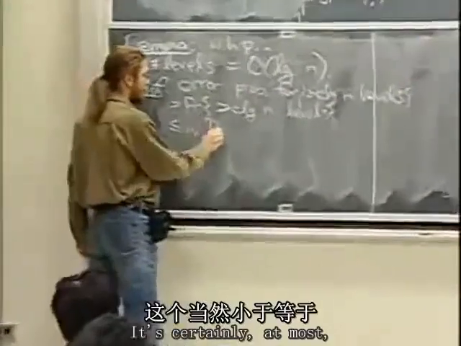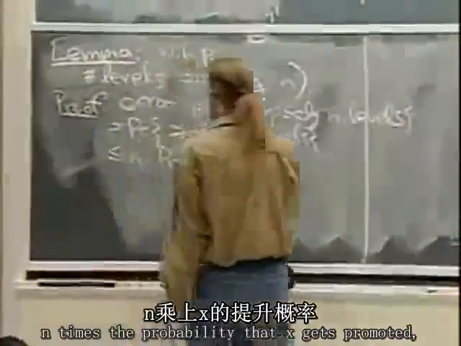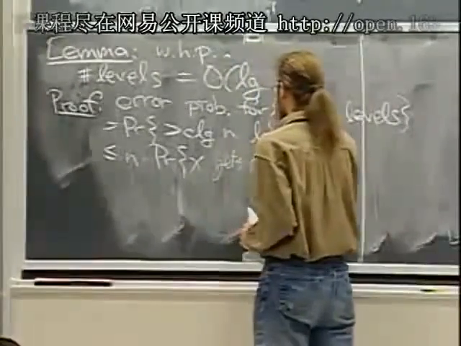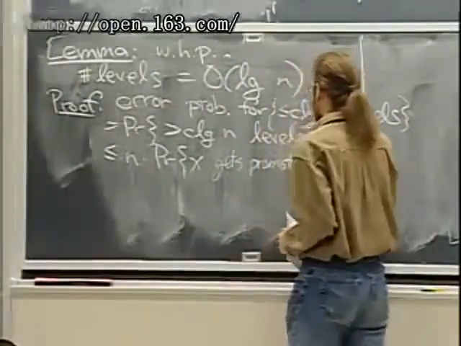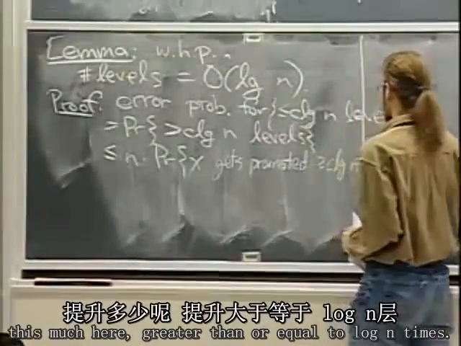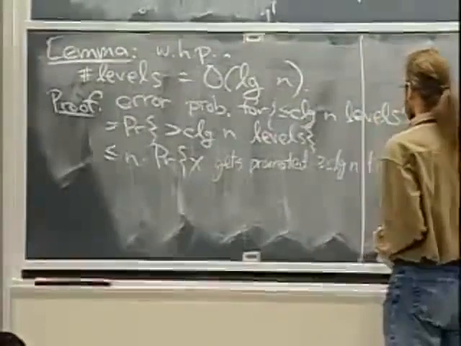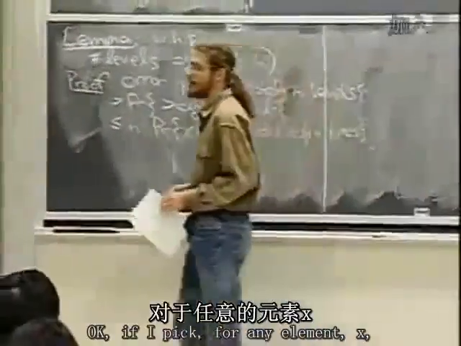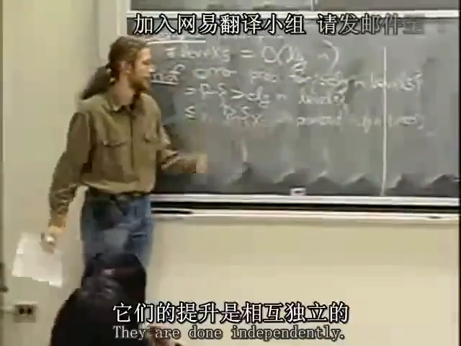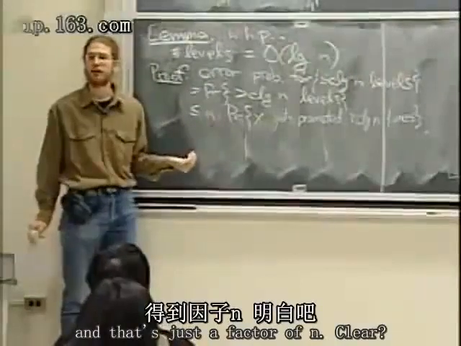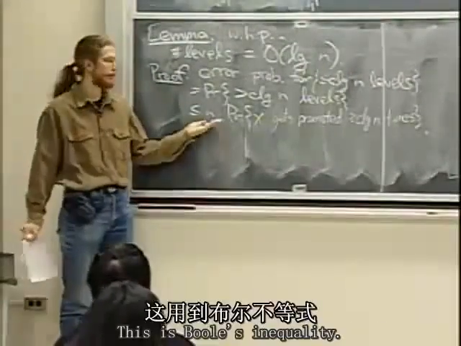So certainly at most, n times the probability that x gets promoted, slight mismatch here, greater than or equal to c log n times. Okay, if I pick for any element x, because it's the same for each element, they're done independently. All right, so I'm just summing over x here, and that's just a factor of n. Clear? This is Boole's inequality.